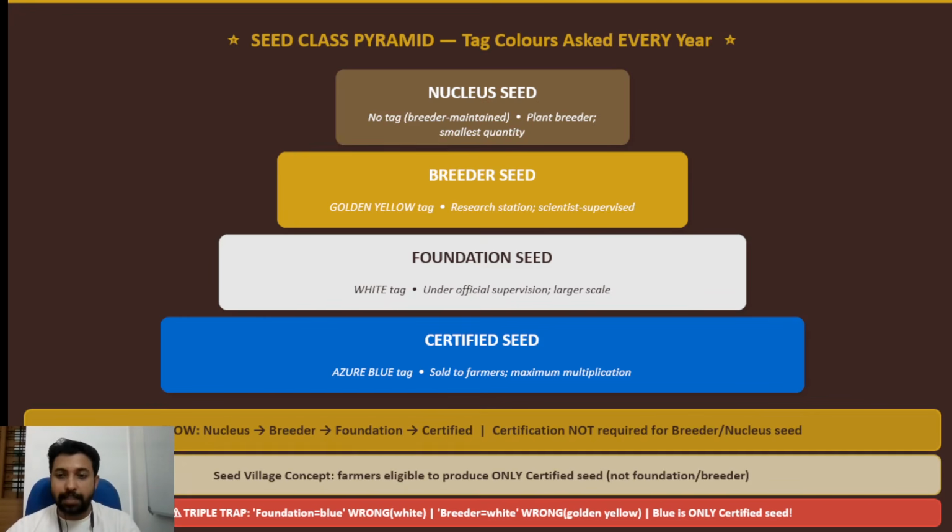Then comes the foundation seed. As the color indicates, it has a white tag. It is under official supervision of certifying agencies and their staff. Then comes the certified seed, which has an azure blue tag. This is multiplied and sold to farmers on a large scale. So you should have a clear idea about the order of seeds, the different tags, which seeds are maintained by whom, and which is used by farmers.